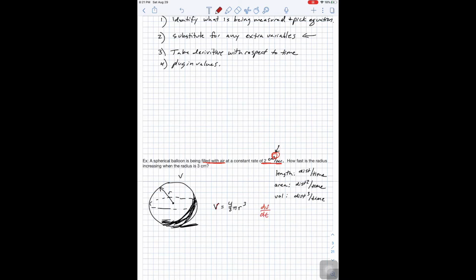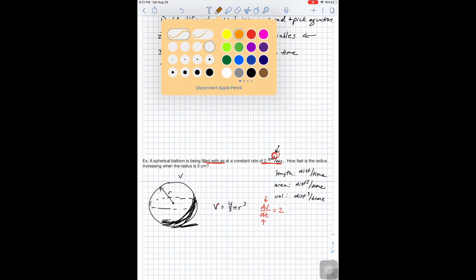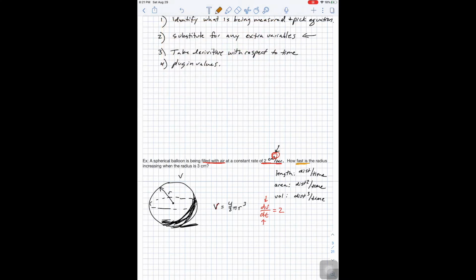dV/dt, the change in the volume with respect to time, is going to be 2. Now, the question is, how fast, again, that's a rate, so we're talking about a derivative, is the radius increasing? So that's going to be dr/dt.